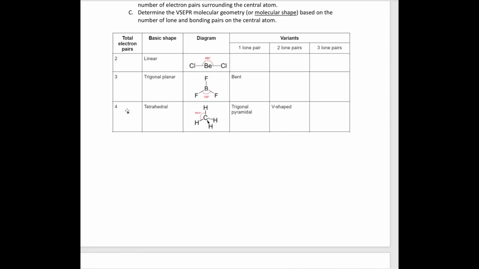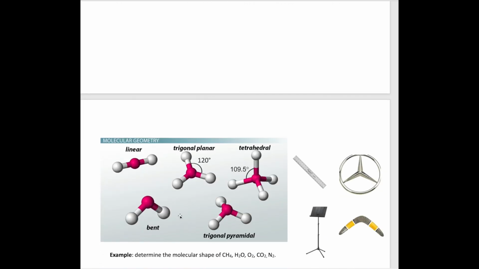The tetrahedral one has 4 total electron pairs around the central atom. If they're all bonding, we call it tetrahedral. However, they don't all have to be bonding. So let's say only 3 of them are bonding and 1 of them is a lone pair. We would call that trigonal pyramidal. And if 2 of them are bonding and the other 2 are lone pairs, we would call it V-shape or bent. Okay, so that's the same name as the other one. So this is the structure of the trigonal pyramidal.